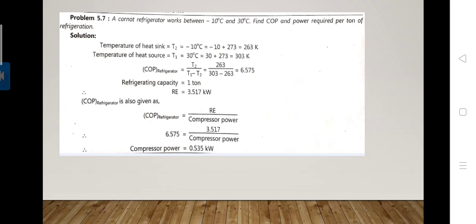Very simple problem. Next, a Carnot refrigerator works between minus 10 degree centigrade and 30 degree centigrade, and we have to find the coefficient of performance and the power required per ton of refrigeration. Here again the same formula, the same problem. T1 and T2 are given. T2 is the temperature of the sink and T1 is the temperature of the heat source.